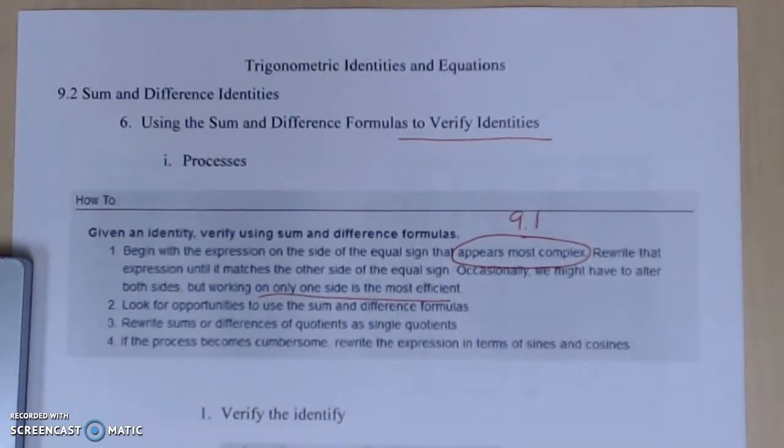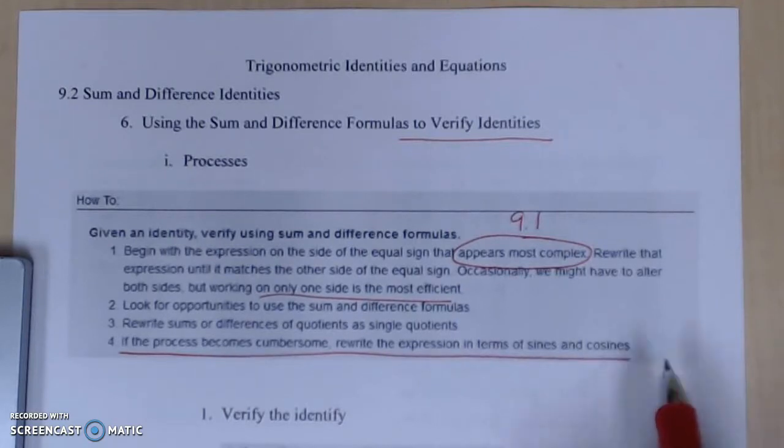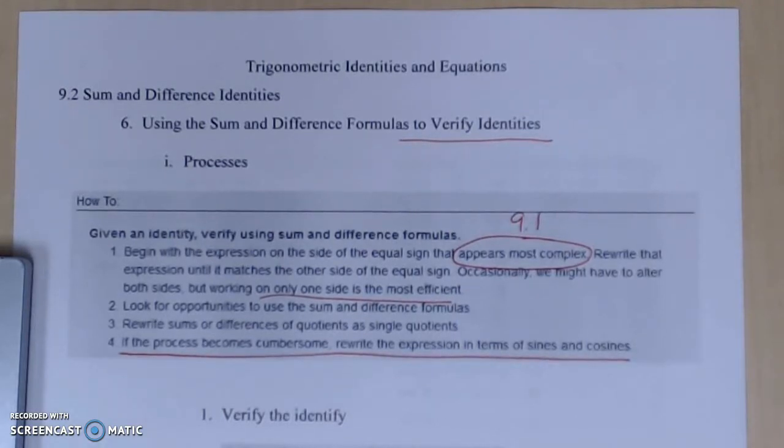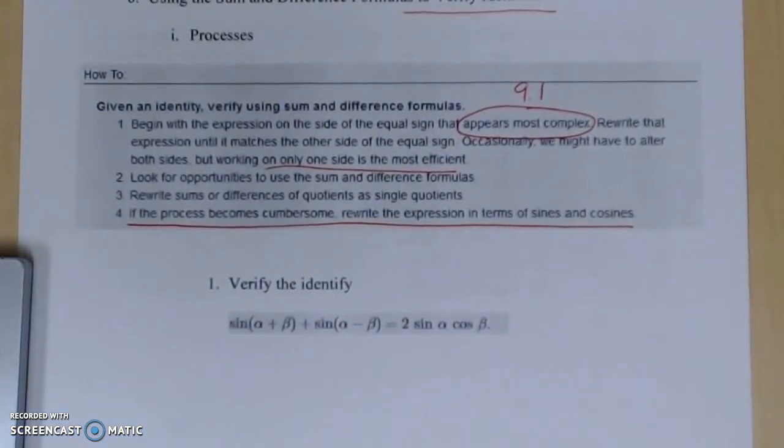Step 2, look for opportunities to use your sum and difference formulas. Step 3, rewrite sums and differences of quotients as single quotients. And then step 4, if the process becomes cumbersome, rewrite the expression in terms of sines and cosines, which we've had this conversation about as well. So I want to work a couple examples for you here.